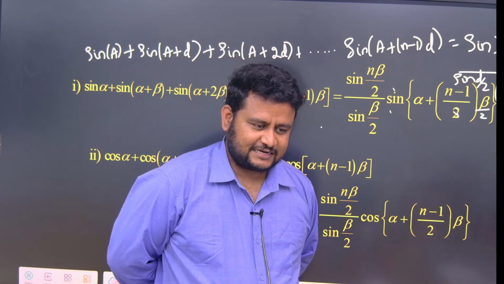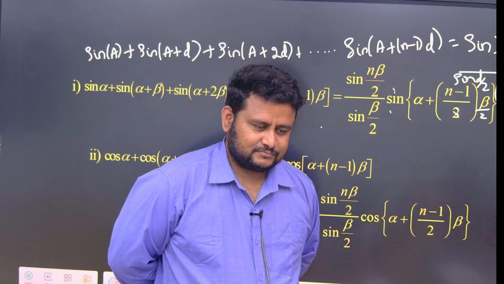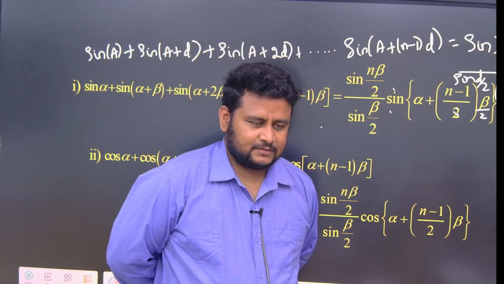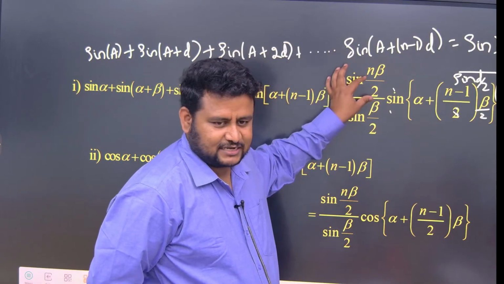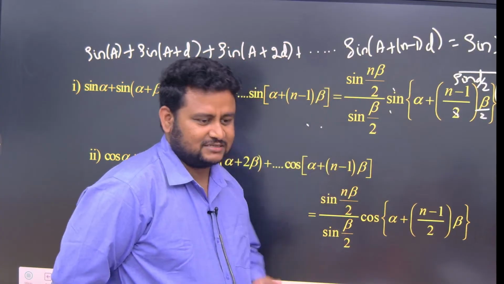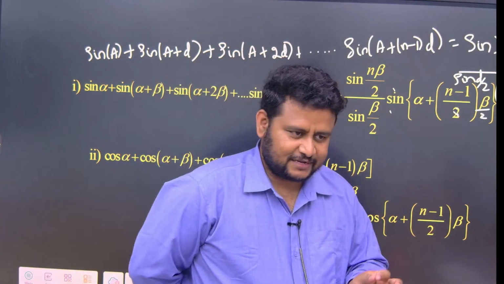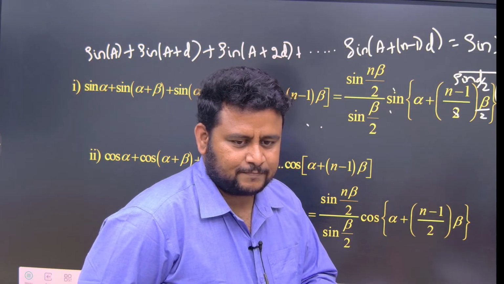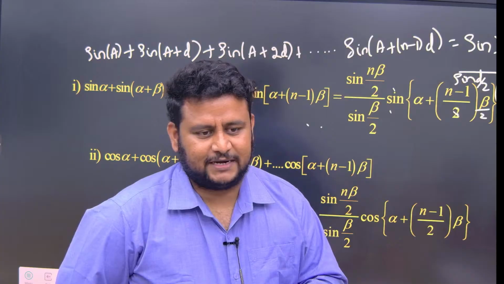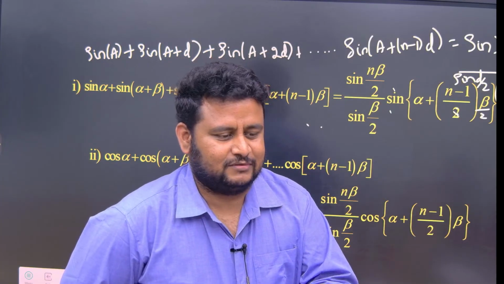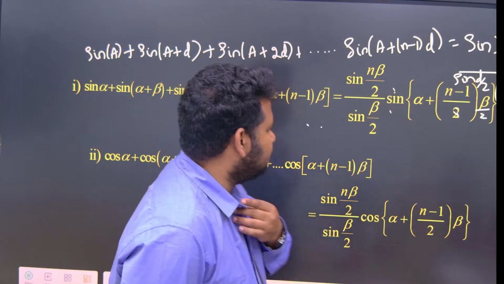Now if I ask for tan, what is the answer? See, first you will have sin. What you told is correct. Numerator nD by 2, denominator also nD by 2, everything you will cancel. We will have sin of A plus (n minus 1) into D by 2 and cos of A plus (n minus 1) into D by 2. Correct? That is tan of A plus (n minus 1) into D by 2.